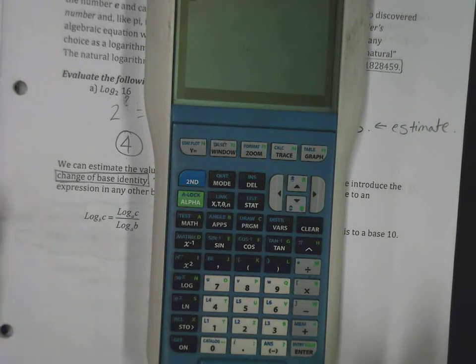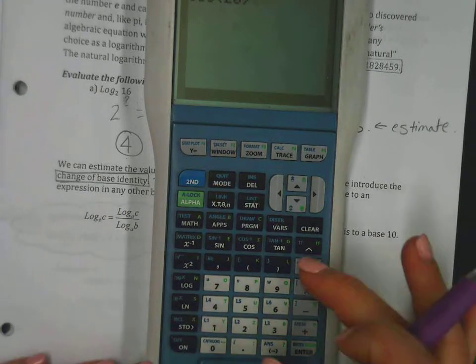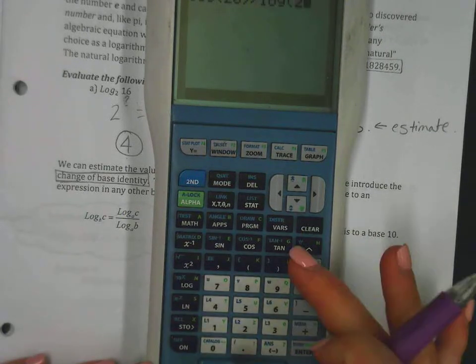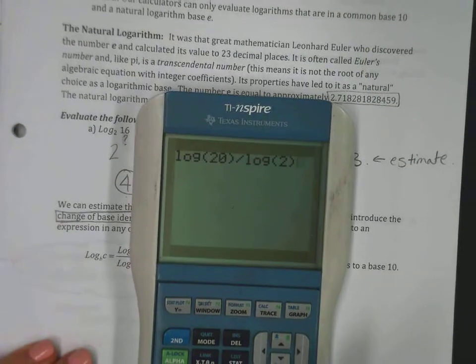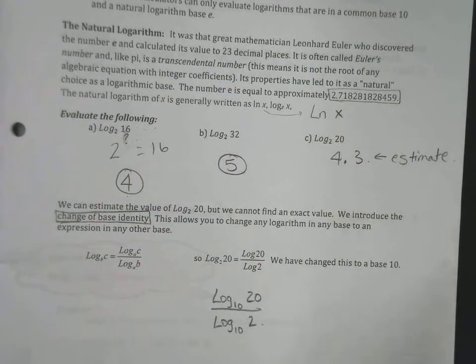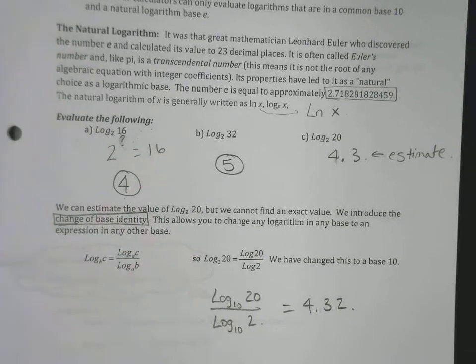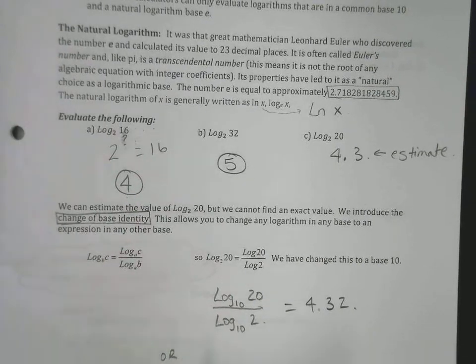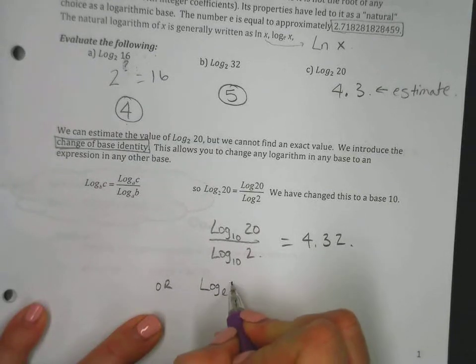So in order to evaluate, I could change my base into a log base 10 of 20 divided by log of 2. If you notice, we just have a comma here, and I get approximately 4.32. So my estimate was pretty close. Or to use my calculator, I could have changed this to a log base e, a natural logarithm.